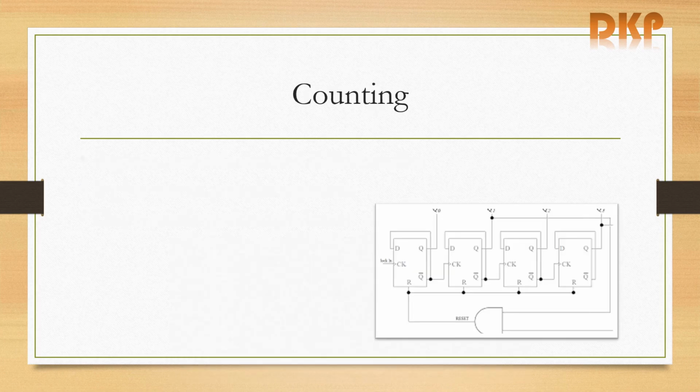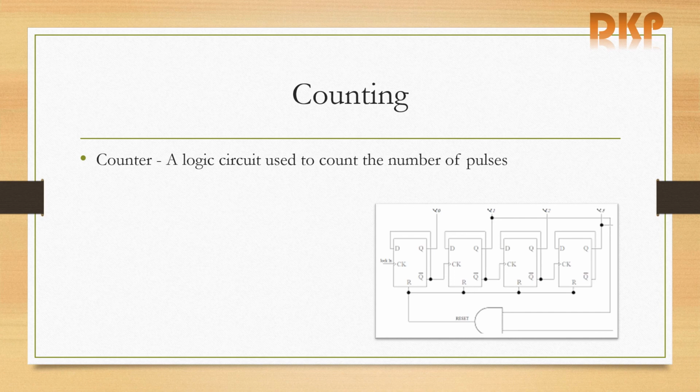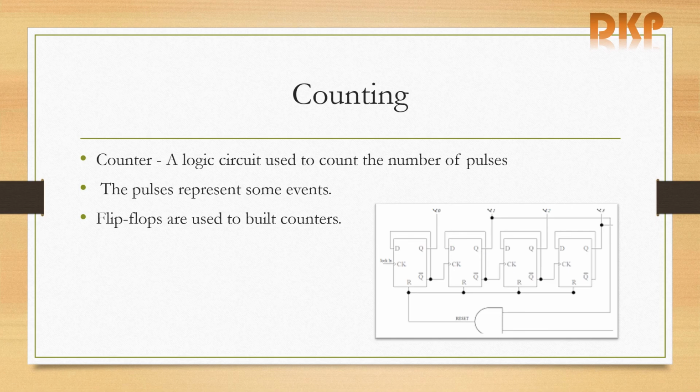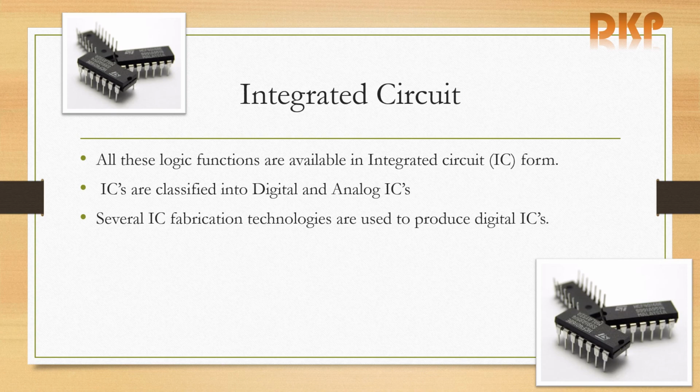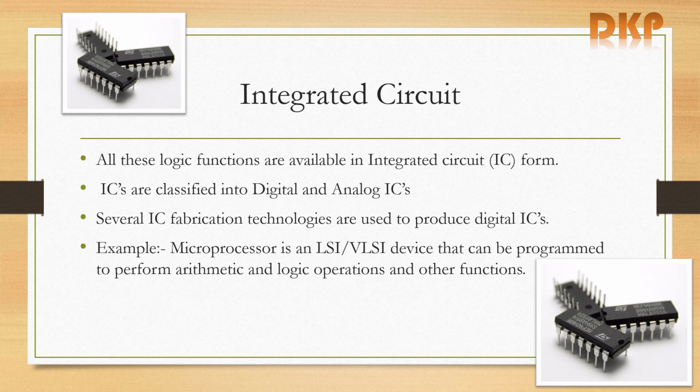Counting is the next operation, and counter is the logic circuit used to count the number of pulses. The pulses represent some events. Flip-flops are used to build counters. And all these logic functions are available in integrated circuit form, or in short IC. ICs are classified into digital and analog ICs. Several IC fabrication technologies are used to produce digital ICs. For example, microprocessor is an LSI or VLSI device that can be programmed to perform arithmetic and logic operations and other functions.